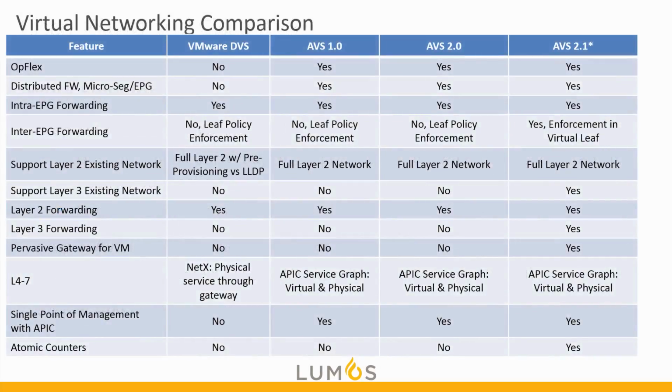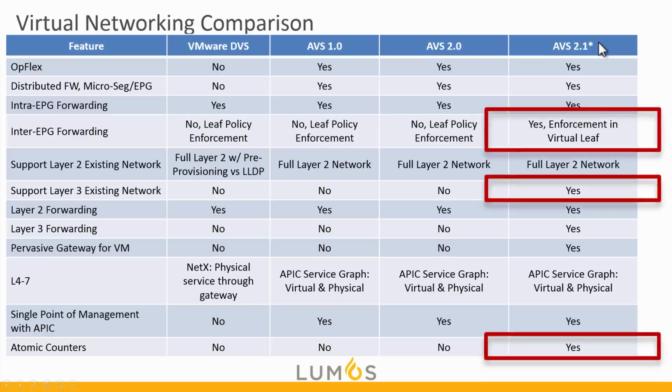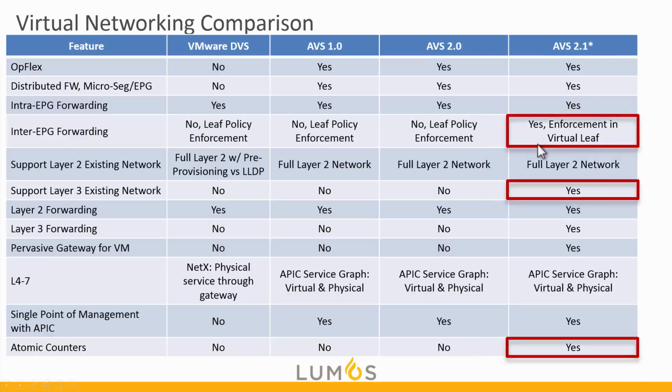Okay, so just a brief side-by-side comparison of VMware DVS and various features of AVS 1.0, what we're currently running on 2.0, and coming out in just the next few weeks, 2.1. So 2.1 is where we're going to get that enforcement policy and virtual leaf, full layer 2 network, full layer 3 network as well, and atomic counters.